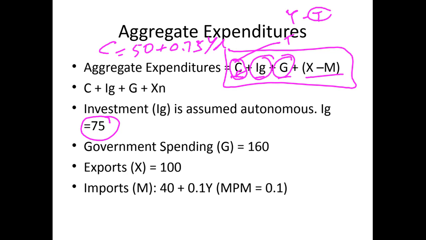You could have taken any number, so there's no significance of this $160 million. You could have taken $500 billion. It doesn't matter, but just for the sake of simplicity, I'm taking smaller numbers. So 160 million. Similarly, we also assume that exports are autonomous, so exports equal $100 million. Basically, you are exporting goods and services worth $100 million to the rest of the world.